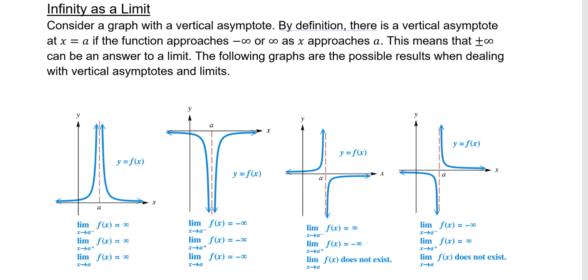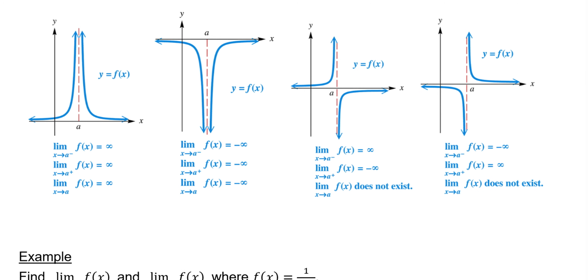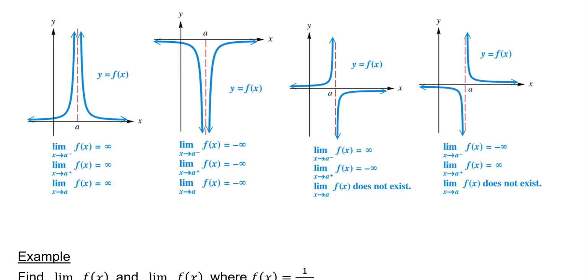A lot of the time, technically not all the time, when you get an answer to a limit where the answer is positive or negative infinity, is when we have a vertical asymptote, when x is approaching a. So when we have vertical asymptotes, and x is approaching a, where a is the vertical asymptote, that can lead us to these several examples right here.